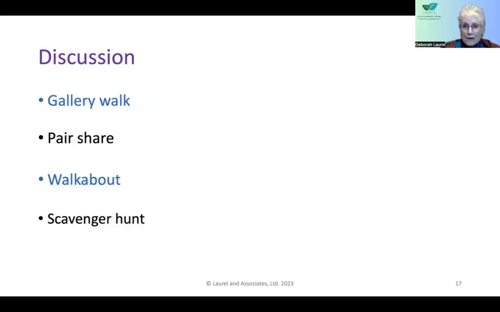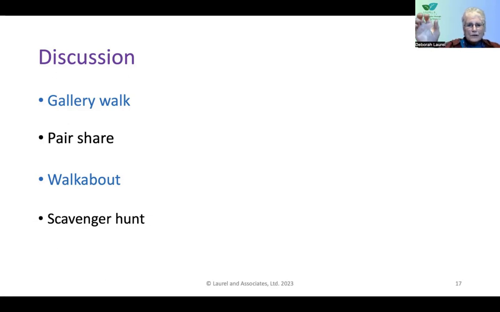A gallery walk. This is where we have flip charts around the room, and there's a different question on each flip chart. I have used it in my Train the Trainer programs to have the participants come up with ideas of how to implement different levels of Kirkpatrick's evaluation levels. So I group them, and each small group has a different colored marker.